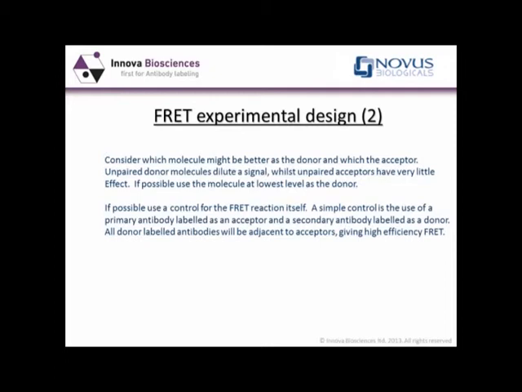A very simple control of this nature is to use a primary antibody labeled as an acceptor and a secondary antibody labeled as a donor. When you add the secondary antibody into the system to bind to the primary, you should then get very high efficiency FRET reaction, and you can use that as a positive control.